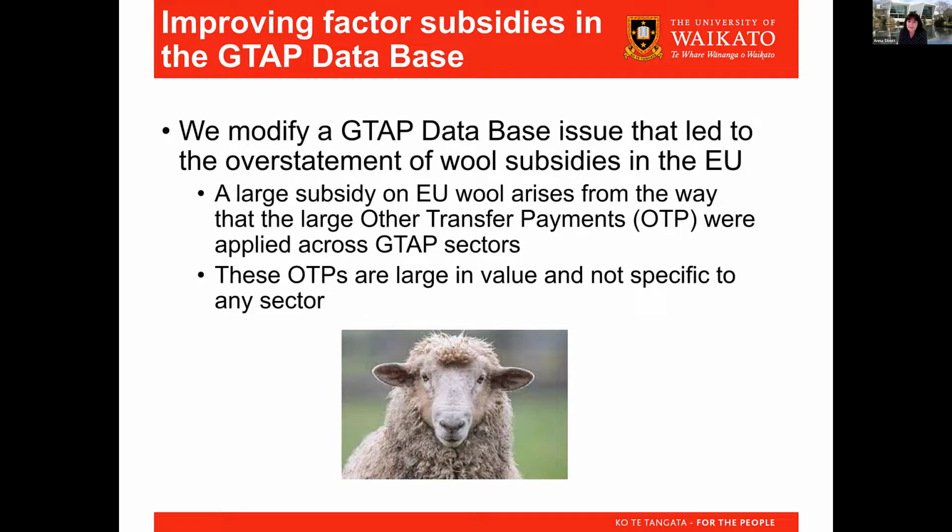We modified a GTAP database issue that led to an overstatement of wool subsidies in the EU, a really significant overstatement of wool subsidies in the EU. This large subsidy on EU wool arises from the way that other transfer payments that come from the OECD database, these OTPs, are applied across GTAP sectors. And these OTPs are a large value. So the way that they're applied across GTAP sectors can really make quite a big difference. They're not specific to any sector. So of course, to implement them in GTAP, some assumptions have to be made. But it turned out that the assumptions made in standard GTAP were applying a lot of subsidies to the wool sector, which wasn't credible.